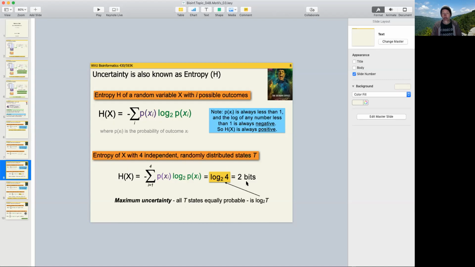Conveniently enough, this calculation, this equation here, reduces to a very simple equation. You simply take the log base 2 of the number of states, and you get 2 bits if the states are 4. This number in the yellow box is just a reduction of this big summation equation. They are exactly the same. That allows us to easily calculate the maximum uncertainty in any system.